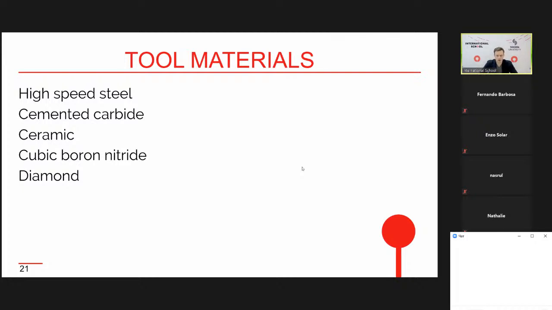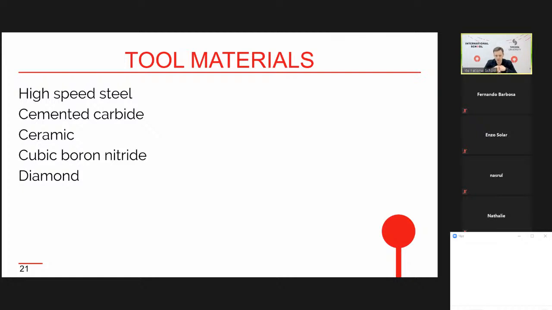Okay, so we are going to talk about tool materials. What kind of materials are used for tools? First group is high-speed steels. And high-speed steels are relatively cheap. And talking about some tools for home usage, usually drills are made from high-speed steels. So if you have some drills at home, they are made from high-speed steels.